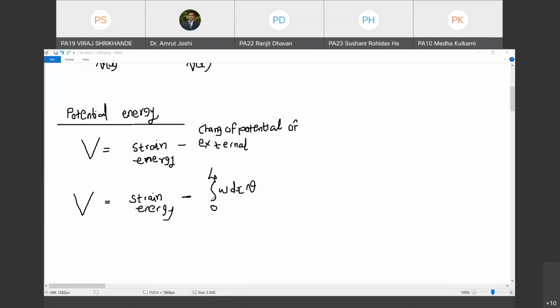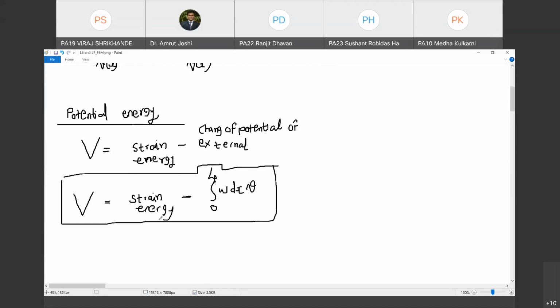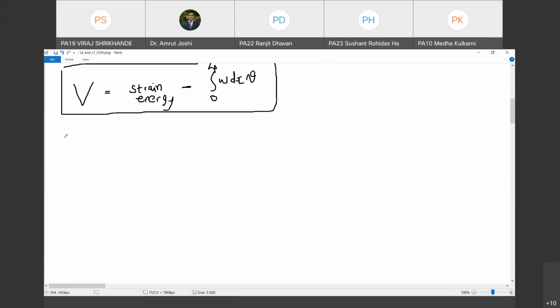Okay, fine. So 0 to 4 W dx into v, where v is the deformed shape, v is a function of x. This is going to be the expression for potential energy of a beam. Now, let us try to write down the strain energy stored in the beam.